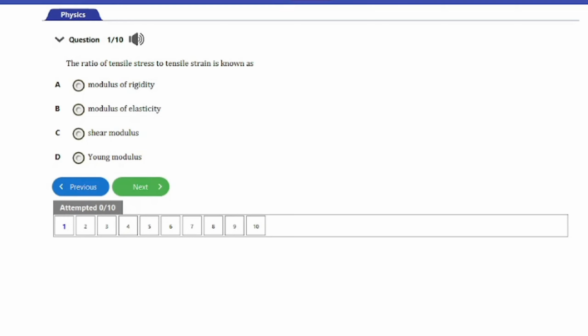The ratio of tensile stress to tensile strain is known as A. Modulus of rigidity, B. Modulus of elasticity, C. Shear modulus, D. Young modulus. So guys, the answer to this question is option D, Young modulus. Let's go ahead and consider the next question, guys.